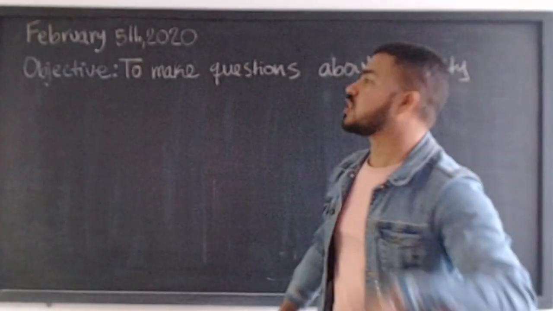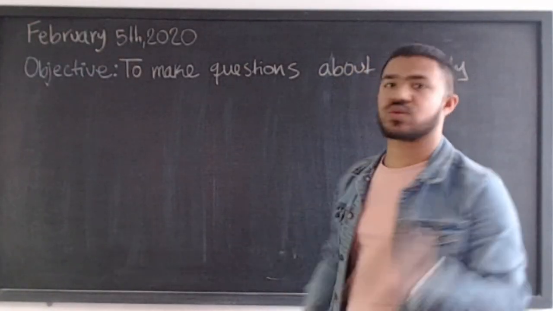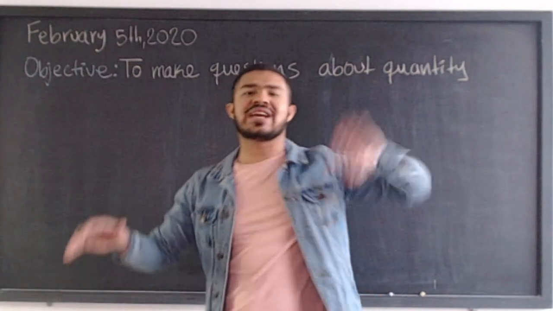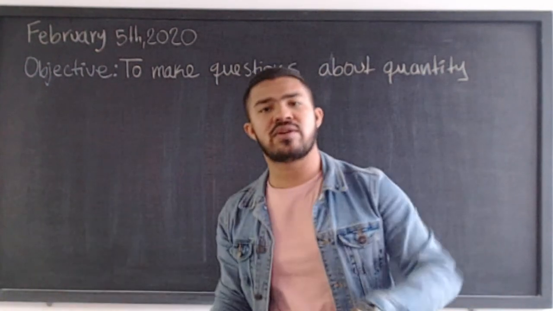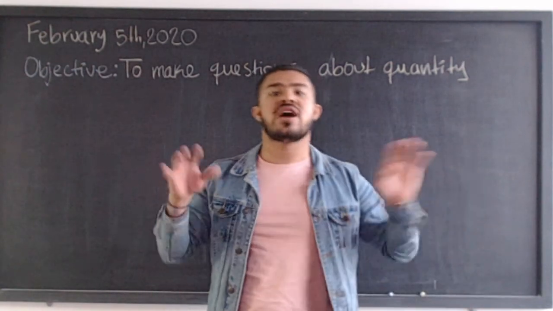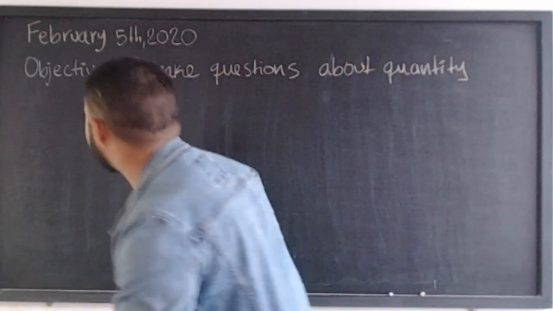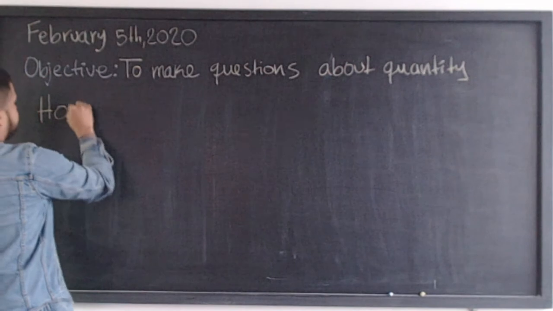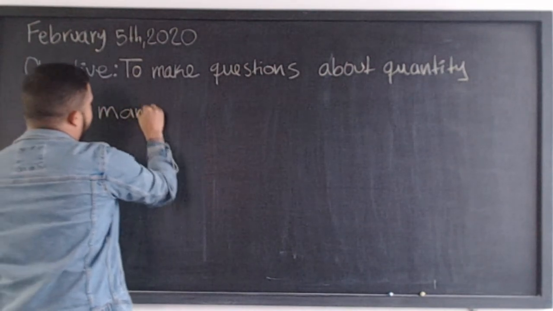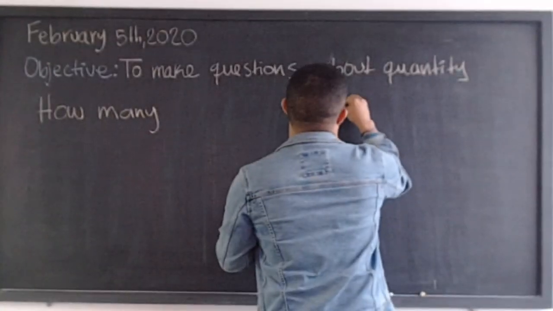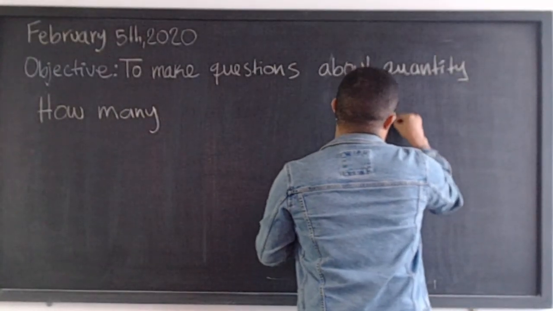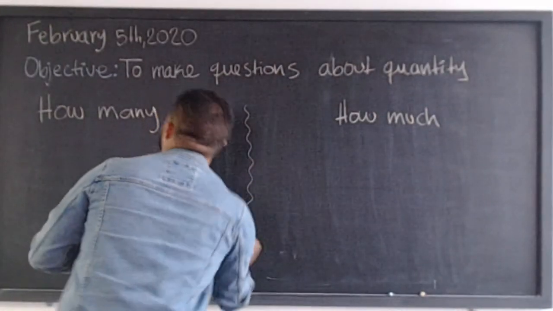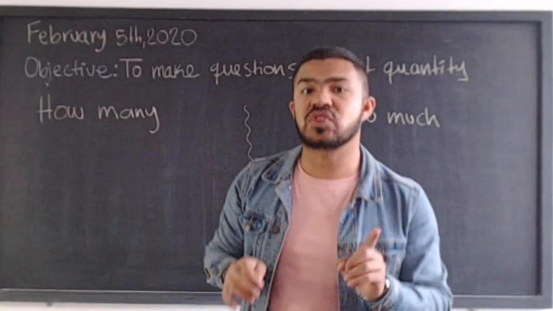Okay, so let's start. As I told you guys, today we're going to learn how to make questions about quantity. Remember that we have been talking about countable and uncountable nouns. So there are expressions for countable and uncountable nouns that you have to use to make a question. On this side, you have how many, and on this side, you have how much. You use these expressions for countable nouns, right?